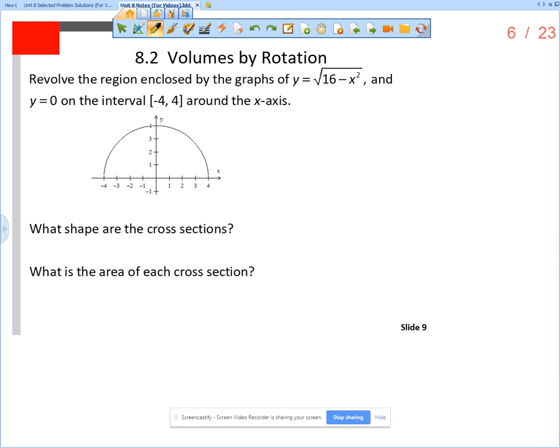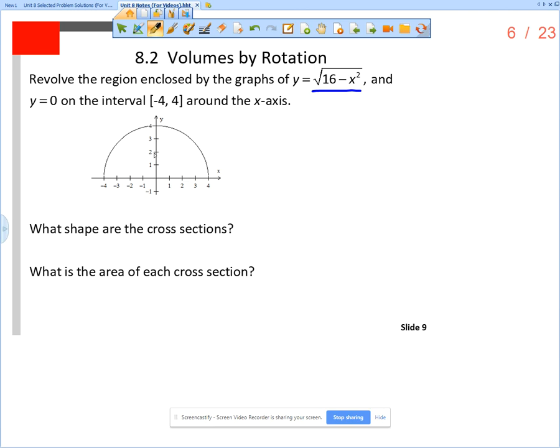It says, revolve the region enclosed by the graphs of y equals the square root of 16 minus x squared and y equals 0 on the interval -4 to 4 around the x-axis. First of all, y equals the square root of 16 minus x squared is the top half of a circle of radius 4, which I have drawn here, right? So it's centered at 0, 0, goes from -4 to 4.